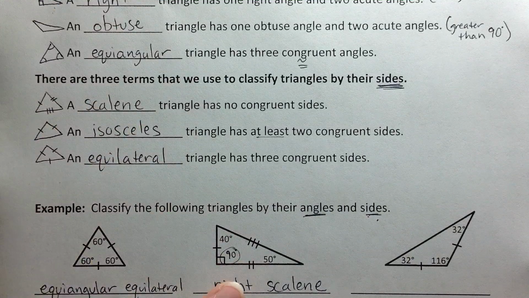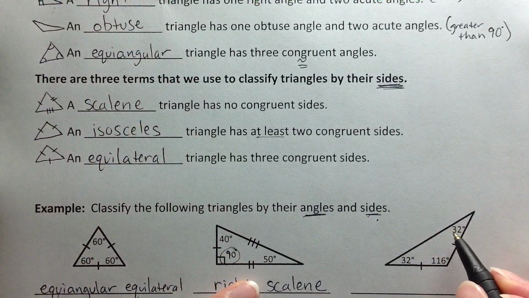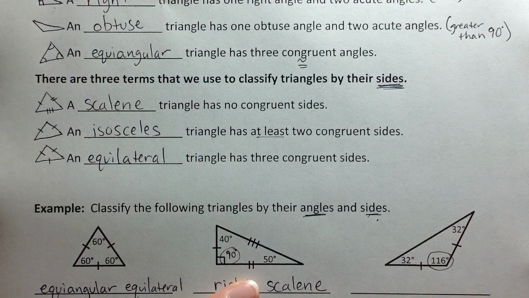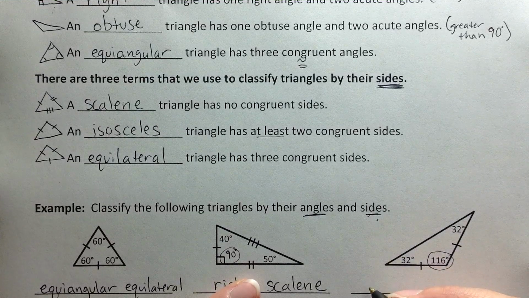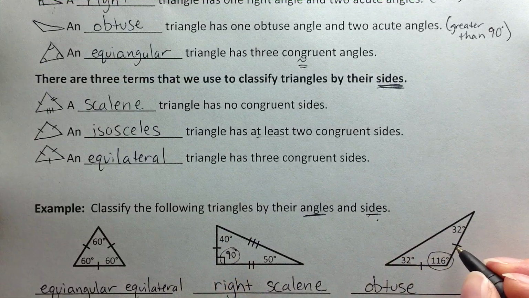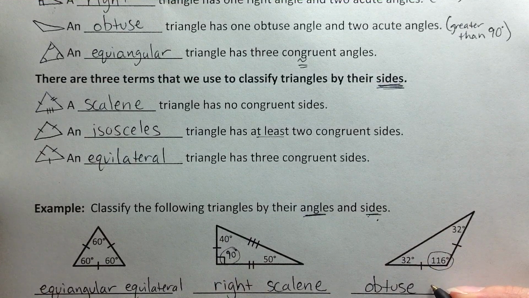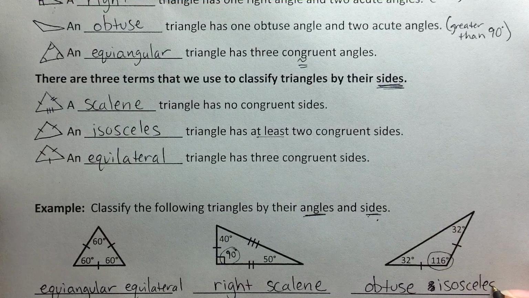Okay, and then my last example. Okay, I've got two acute angles, but those aren't the ones I want to look at. I want to look at my largest angle. My largest angle is greater than 90, so that's obtuse. And these two sides are the same, so that's scalene. I'm sorry, that's not scalene, that's isosceles. Okay? All right, go try some practice.